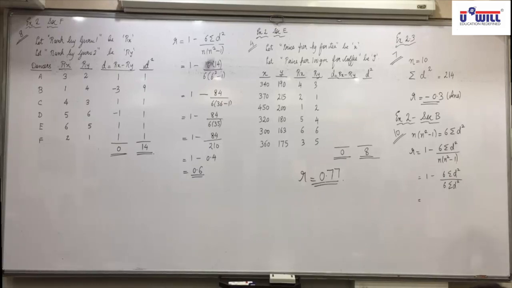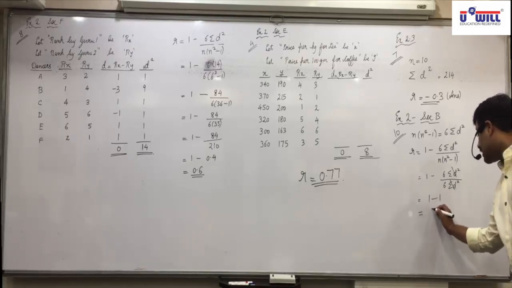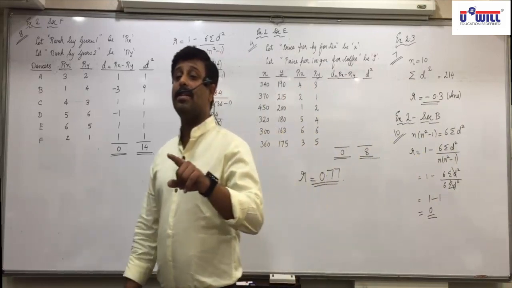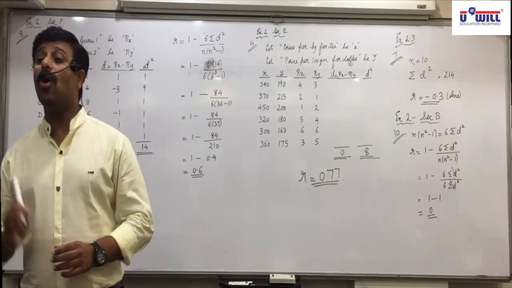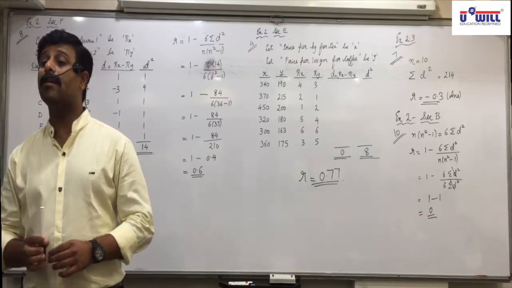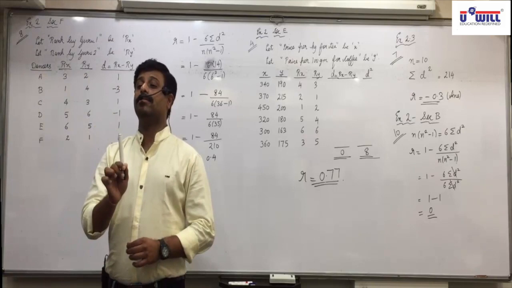1 minus 4. Then what will remain? 1 minus 1 or 1 minus 0? Very good. Sit down. 1 minus 1, that is 0. Now 0 means, Saloni, what will you interpret? No correlation, no marks. Shubhadra, no linear correlation.